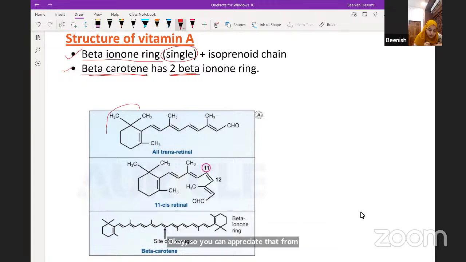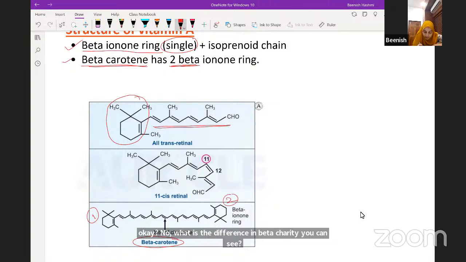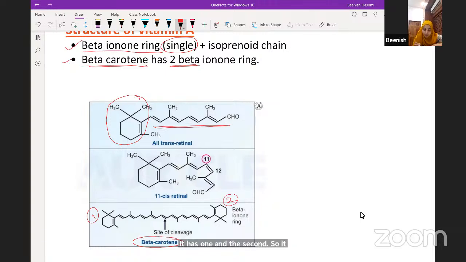This is your beta ionone ring and this is your isoprenoid chain. Okay, now what is the difference in beta carotene? You can see it has one and this second. So it has two beta ionone rings, whereas the rest of your vitamin A have a single ionone ring.